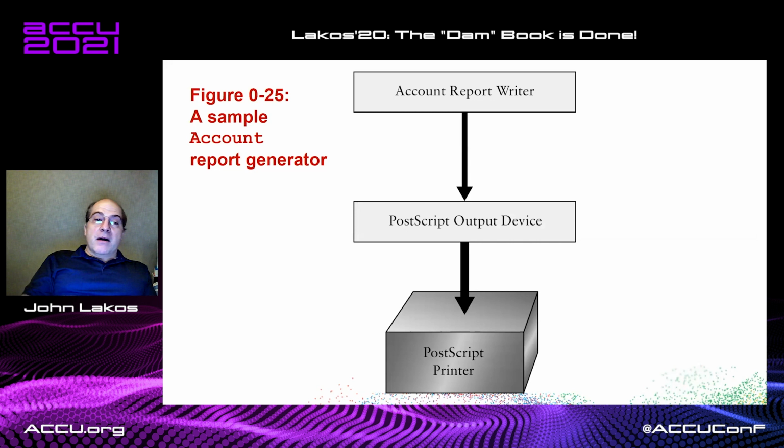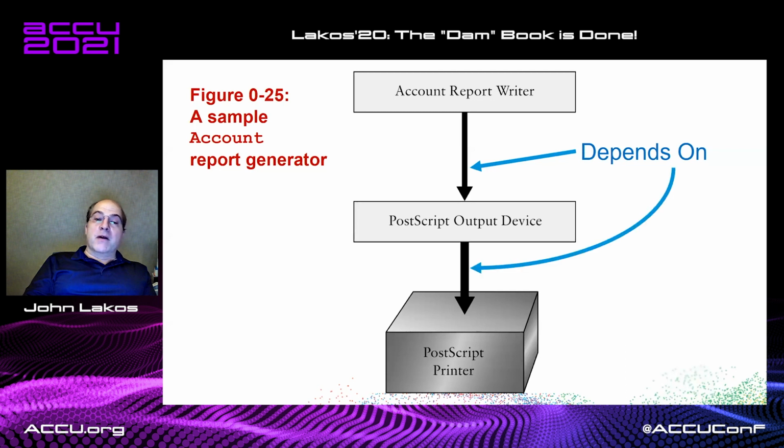Moving forward, imagine we have a system that has an account report writer that depends on a PostScript output device that in turn depends on a physical printer. So this arrow from box to box is called the depends on relation, and the report writer, that unit of software, depends physically on the PostScript output device software, which in turn depends physically on the external printer, if that makes sense.